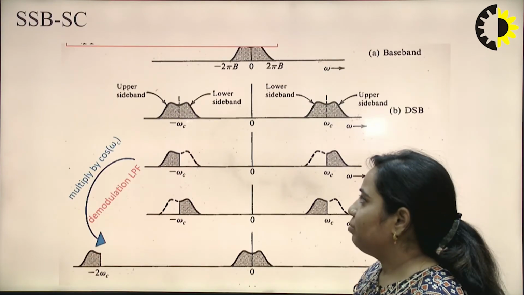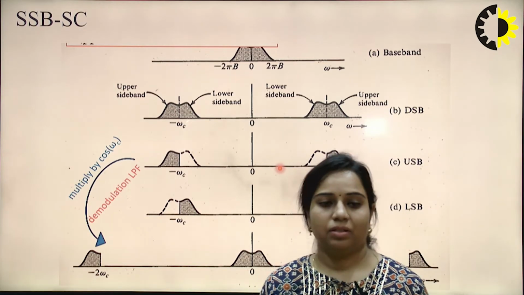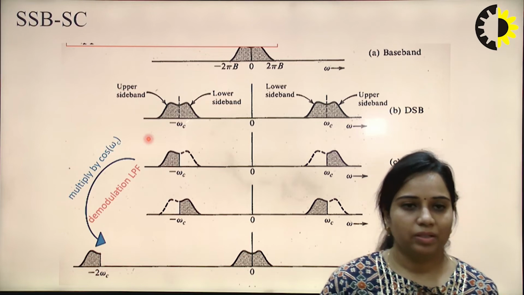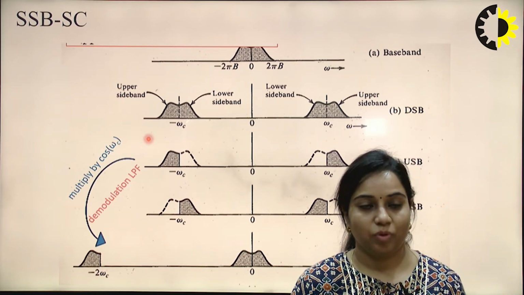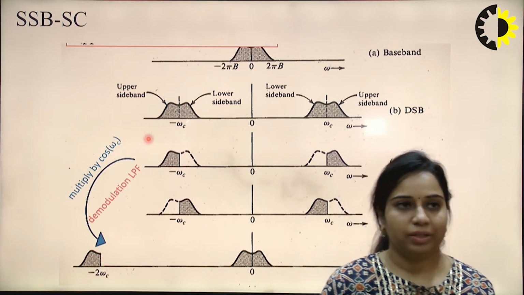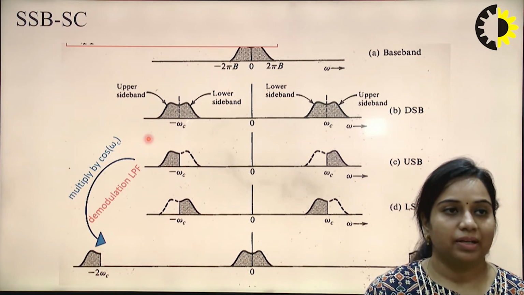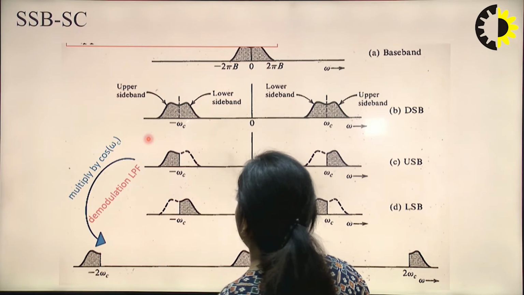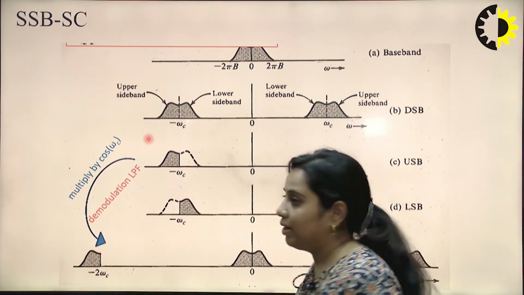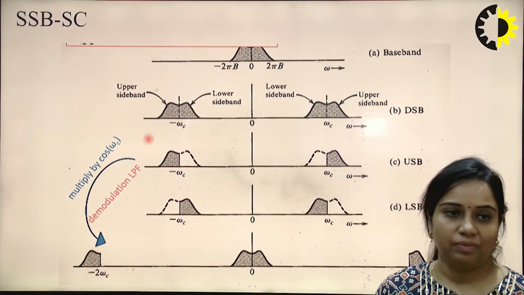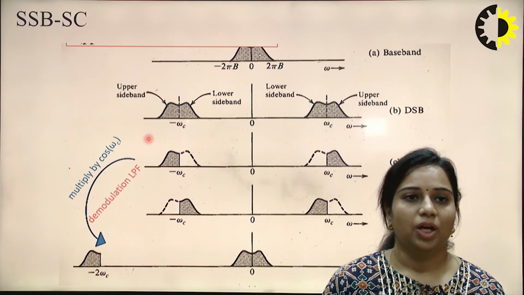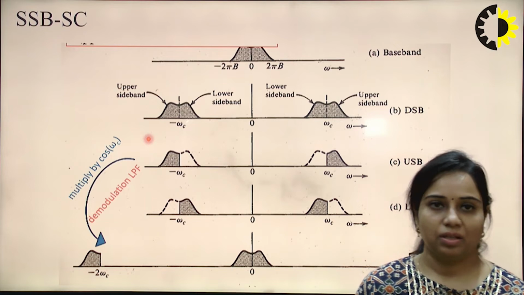Now next comes the SSB-SC system. In the previous section we discussed DSB-SC, its three types of demodulators and two types of demodulators. Now we are going to discuss the SSB-SC signal. Its full form is single sideband suppressed carrier, which means that we transmit either the upper sideband or the lower sideband. In this case, that is the SSB signal.